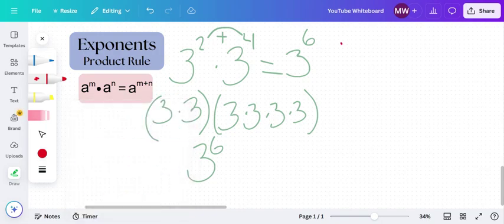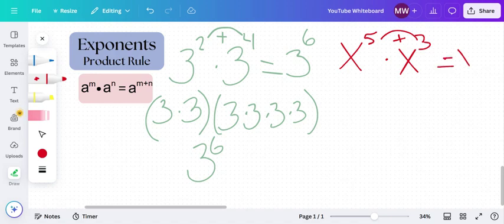If we had something like x to the fifth times x to the third, I could write this out, right? I could write 5 x's times 3 x's, and all together I could count them up and get 8 x's. Or I can just add the exponents. 5 plus 3 is 8, so x to the fifth times x to the third gets me x to the eighth.